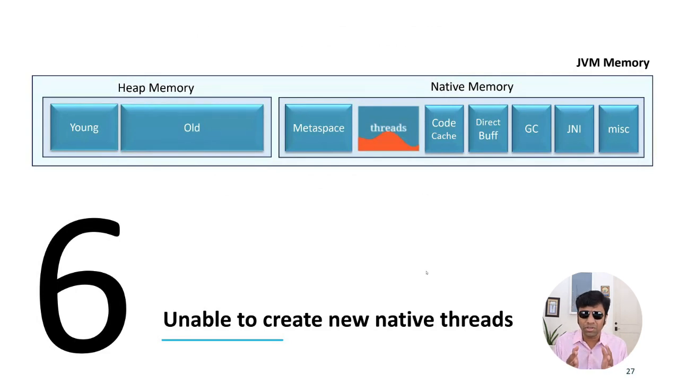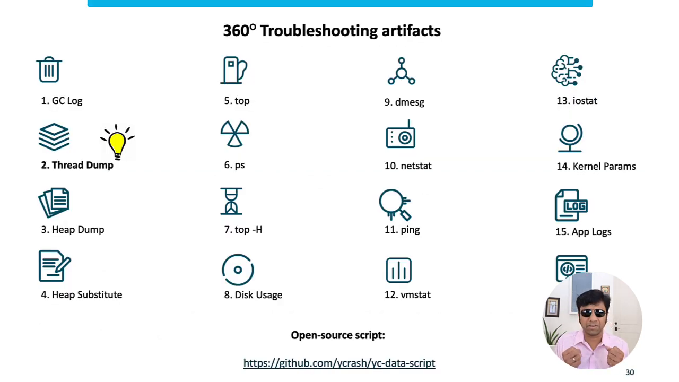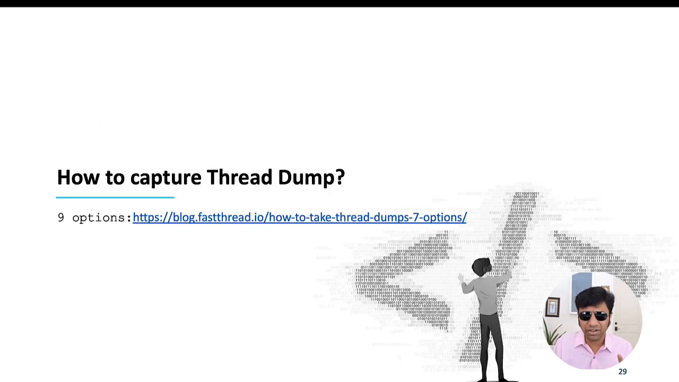So what you want to do when you confront this type of out of memory error is take a thread dump. How do you take a thread dump? I think there are actually 9 different options to take a thread dump. Here are those 9 different options. The link for this is going to be shared with you.